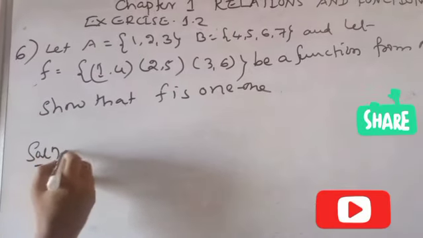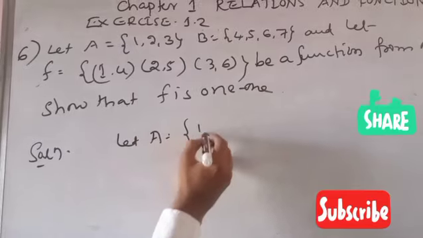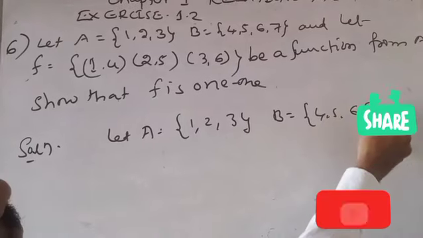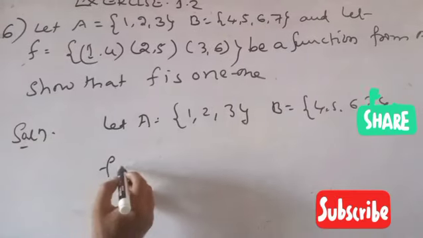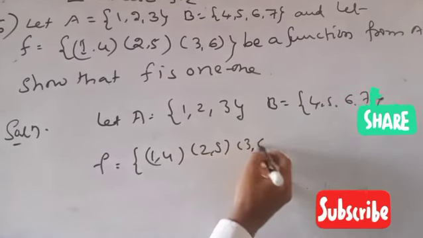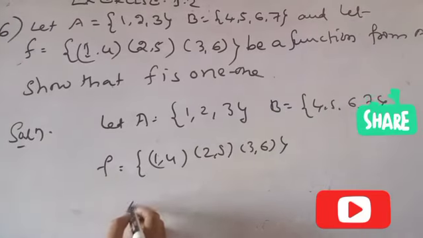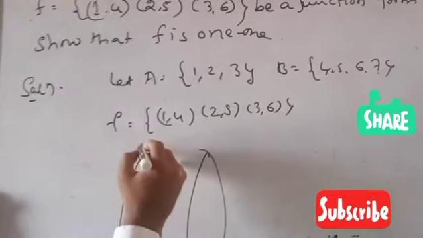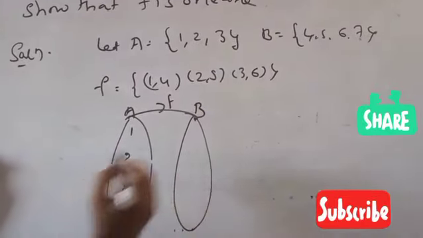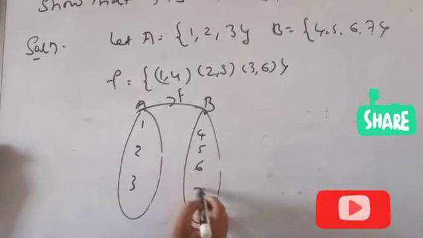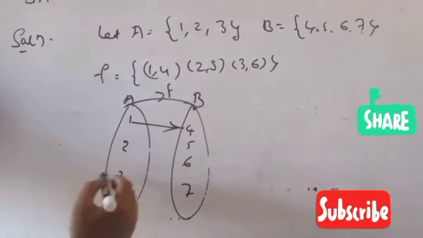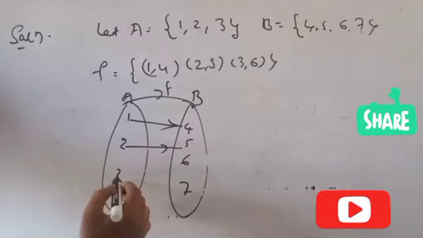Solution for this. Given set A = {1, 2, 3} and set B = {4, 5, 6, 7}. The function is given as f = {(1, 4), (2, 5), (3, 6)}, a function from A to B. The function relates 1 to 4, 2 to 5, and 3 to 6.